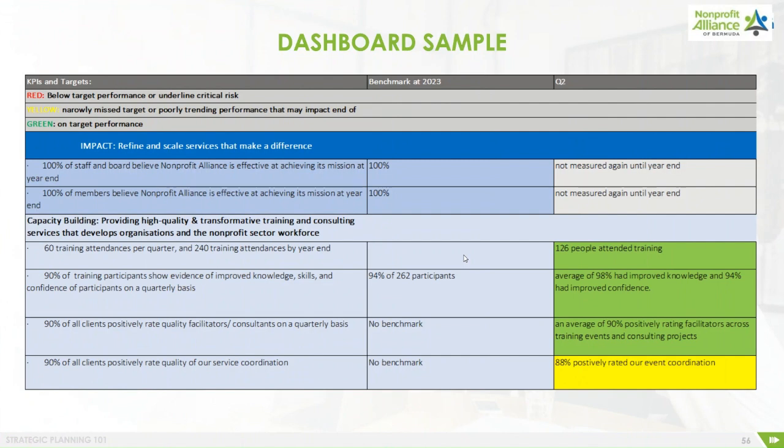Now we're going to look at some dashboard samples. You'll notice in this dashboard that KPIs and targets are identified as well as benchmarks for the year and the quarter in which they are to be measured. This dashboard also shows areas that are below target, narrowly missed, or on target. Your dashboard acts as a guide to tracking where you are versus where you want to be.